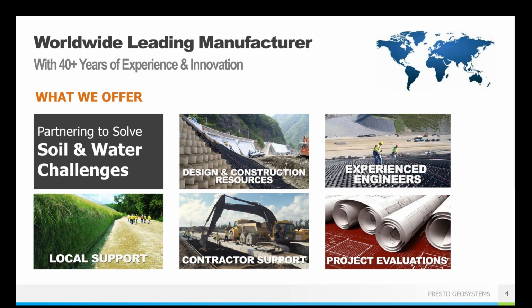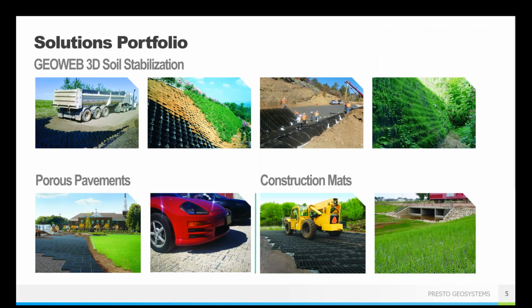We operate in 4 main product areas, one being our GeoWeb geocells. Those can be used for load support, slope and channel protection, and constructing green retaining walls. That should ring a bell of what we're covering today. Presto Geosystems also offers porous pavements, which we have both vegetated and stone solutions, and lightweight reusable construction mats. Not going to focus on those today, but if you do have questions, feel free to reach out to me once we're done here.